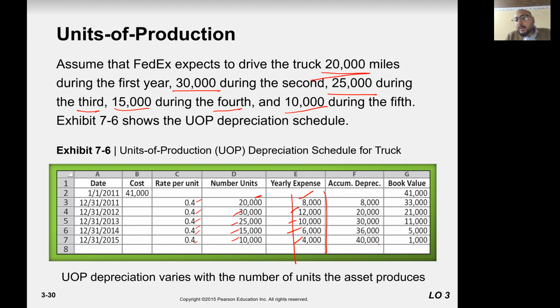And at the end, you see that total accumulated depreciation is not greater than the cost value. The difference between the unit of production method and the straight line method is that in the straight line method, the yearly depreciation expense is evenly distributed, while in unit of production, it is unevenly distributed according to usage, according to the number of miles it has driven. All right.